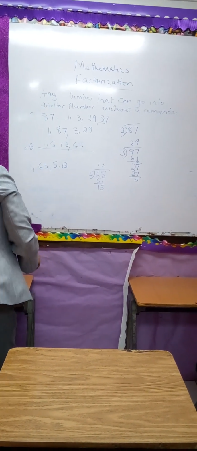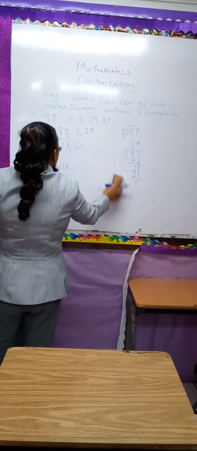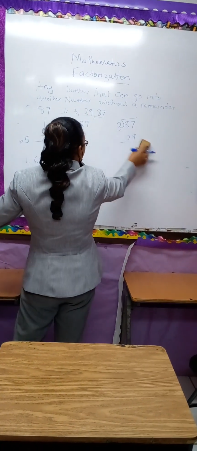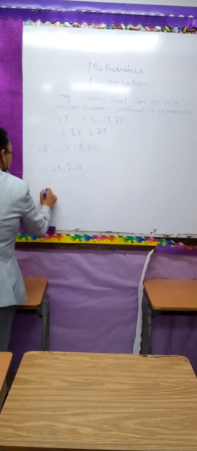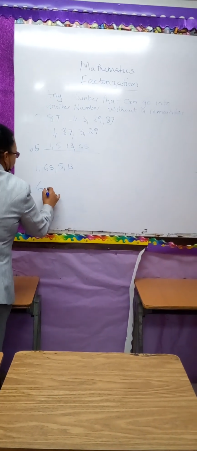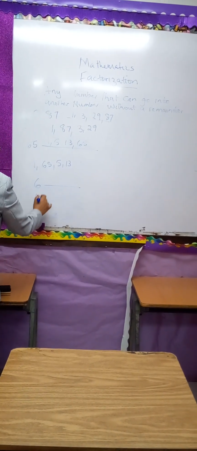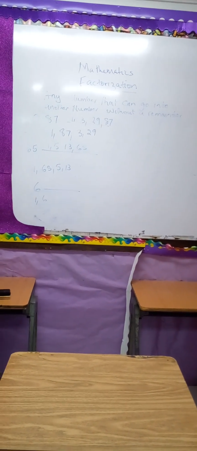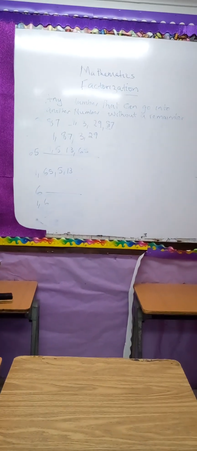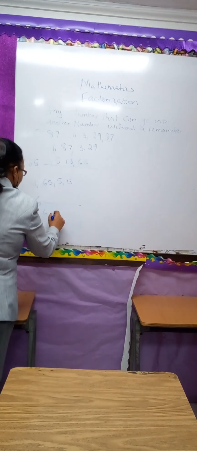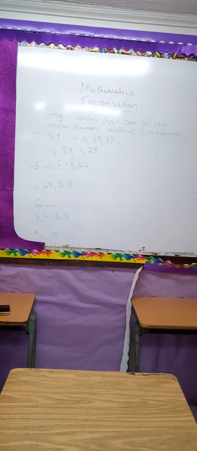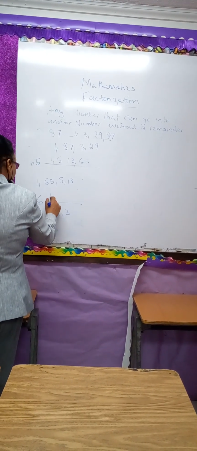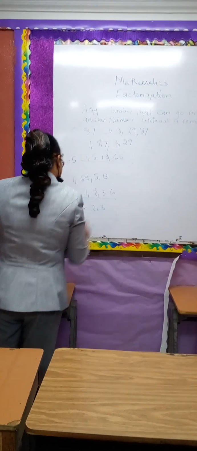Okay. What's the next number we have? Next number was a very easy number. It is the number 6. As with all the other numbers, 1 is a factor and 6 is a factor. Easily, 2 can go into 6. 2 can go into 6 3 times. So 2 is a factor and 3 is a factor. And that's it for the number 6. So the factors of 6 are 1, 2, 3, and 6.